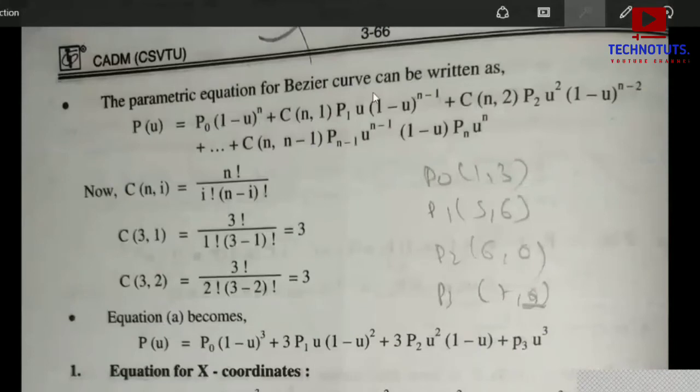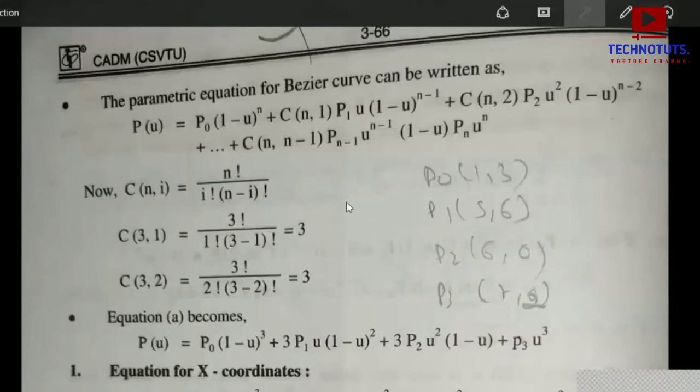Now, the parametric equation for the desired curve can be written as shown. Here P0 is 1, 3, P1 is 5, 6, P2 is 6, 0 and P3 is 7, 2. So we have to find the nth term.